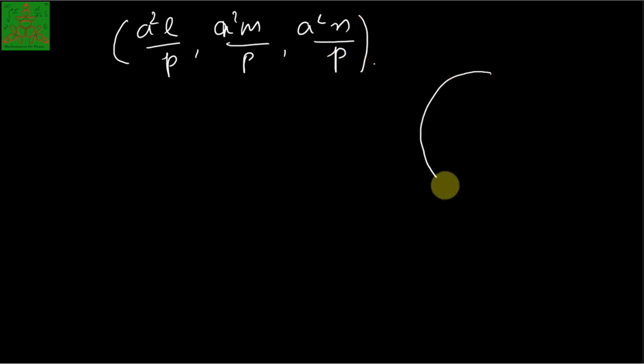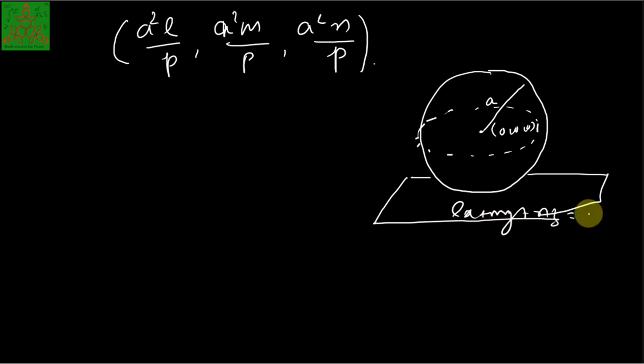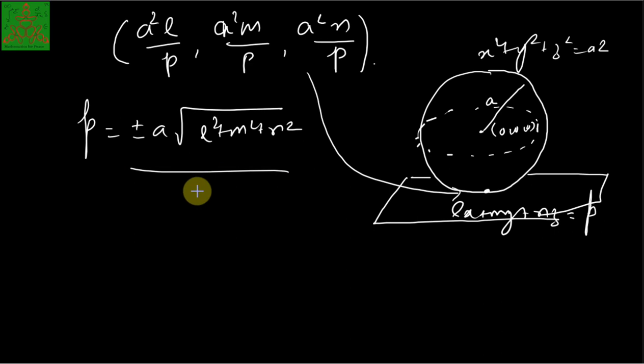So this is the situation. The sphere has center 0, 0, 0 and radius a, and there is one tangent plane to that sphere, lx plus my plus nz equal to p. Then this is the point of contact, and the condition for the sphere x square plus y square plus z square equal to a square to touch this plane is p equal to plus or minus a square root of l square plus m square plus n square. So this is the second result that we can note down here.